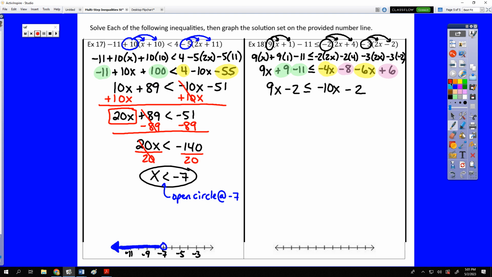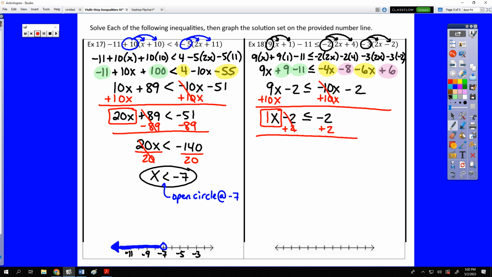Next up, we would isolate the variable. So to isolate the variable, we need to add 10x to each side so that there is not an x on both sides of the inequality. That would give us 1x minus 2 is less than or equal to negative 2. Then to finish isolating x, we need to move the negative 2. So we add 2 to both sides.